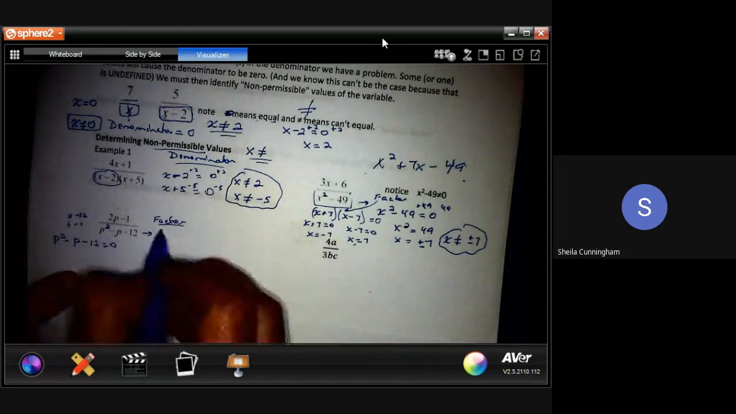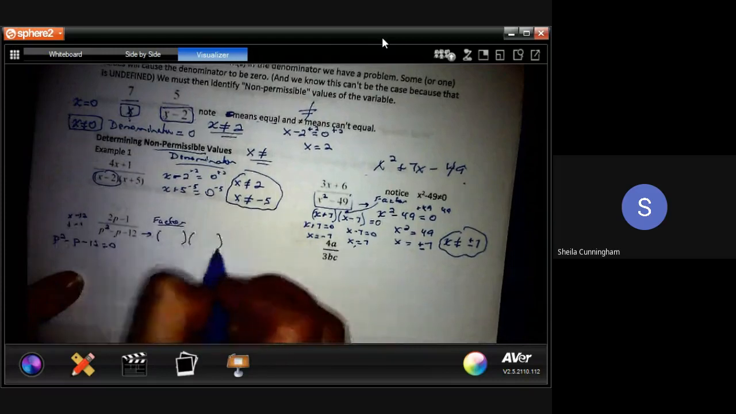So in that instance, they've got to multiply out to negative 12.